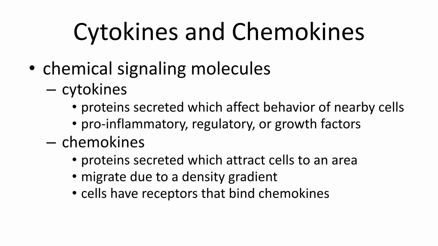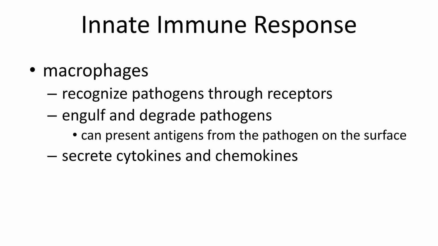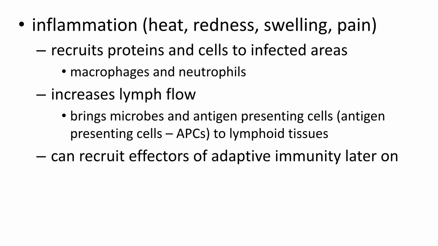Cytokines and chemokines are chemical signaling molecules. Cytokines are secreted proteins that affect the behavior of nearby cells, acting as pro-inflammatory, regulatory, or growth factors. Chemokines attract cells to an area through a density gradient. The innate immune response involves macrophages recognizing and engulfing pathogens through receptors. They present antigens on their surface and secrete cytokines and chemokines.